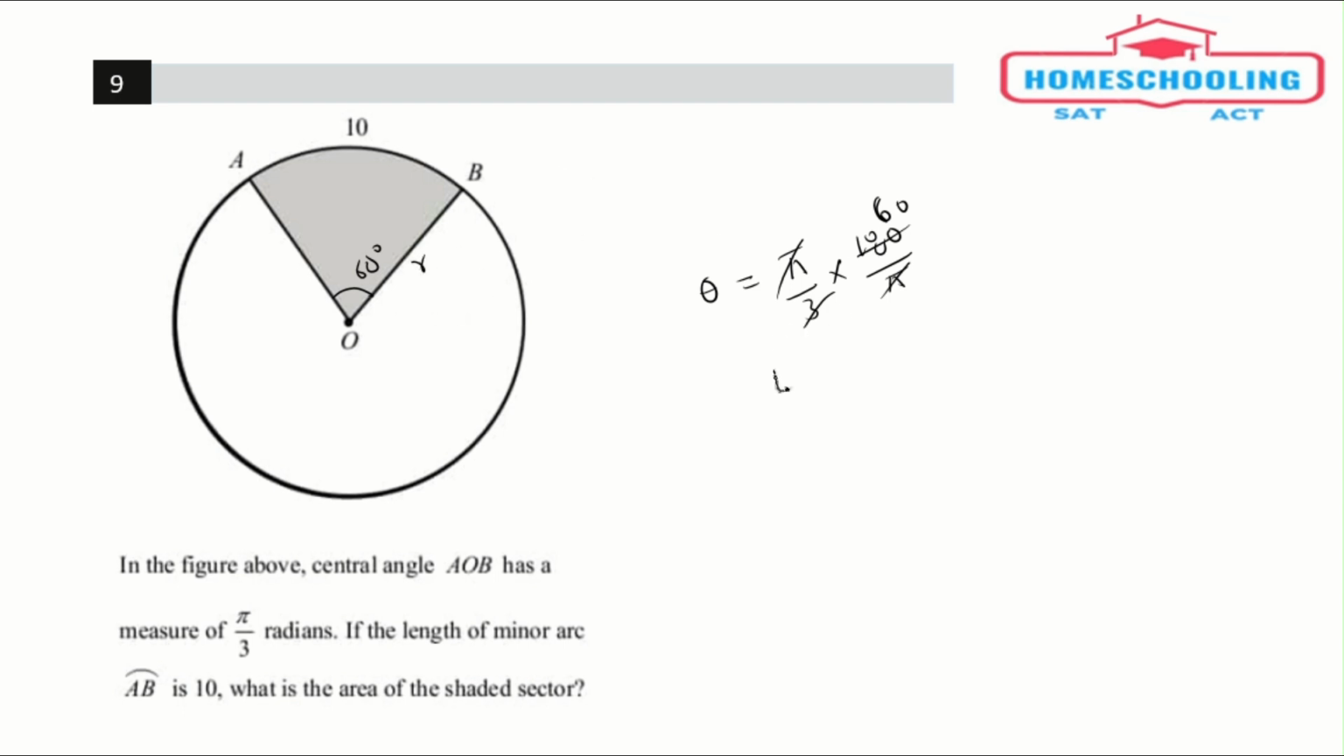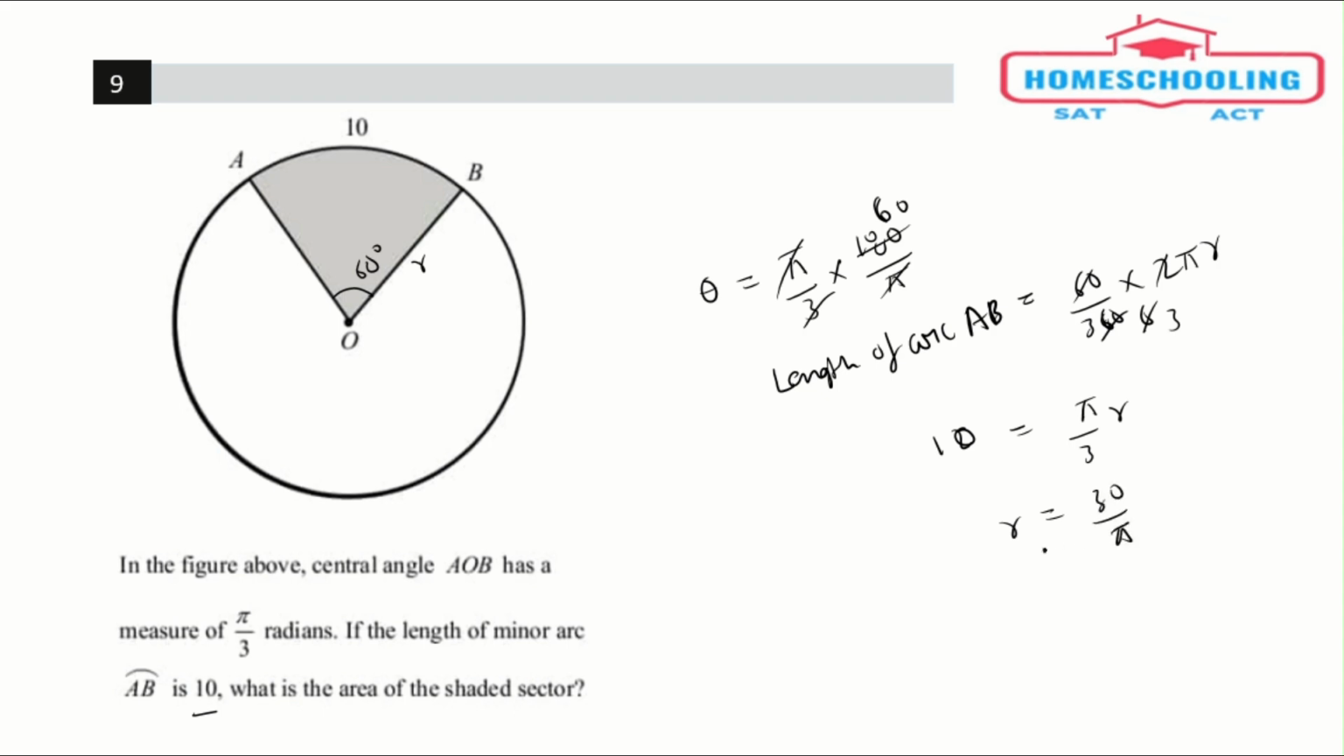So length of minor arc AB is equal to theta by 360. Theta is 60 degree, so 60 by 360 into 2 pi r. So 6 and 3. The length of arc is given in the question, that is 10. So 10 equals pi by 3 r. So r is going to be 30 by pi.